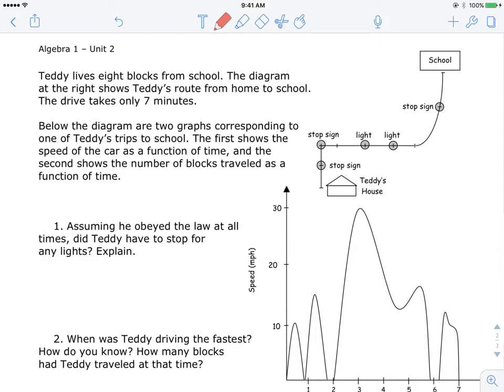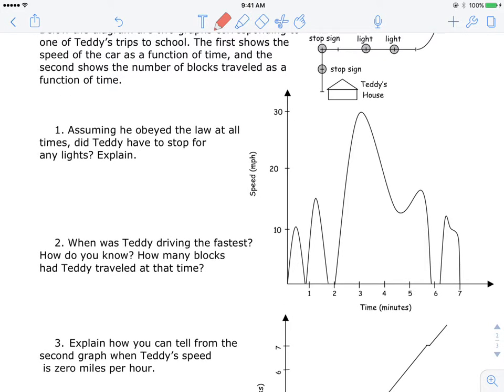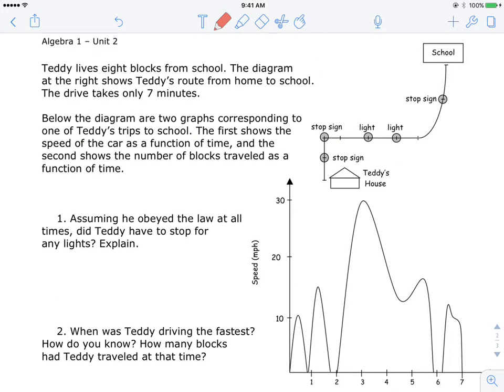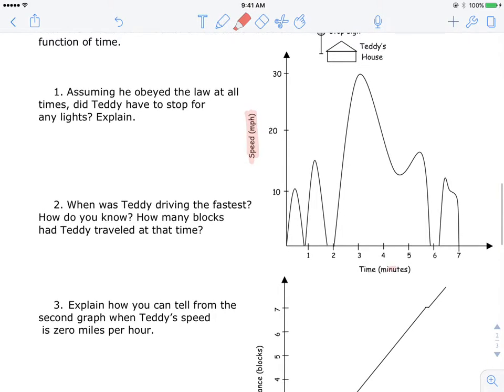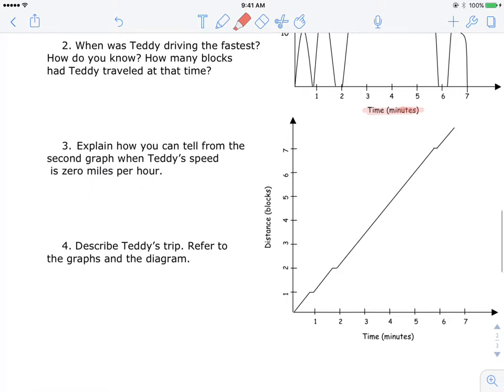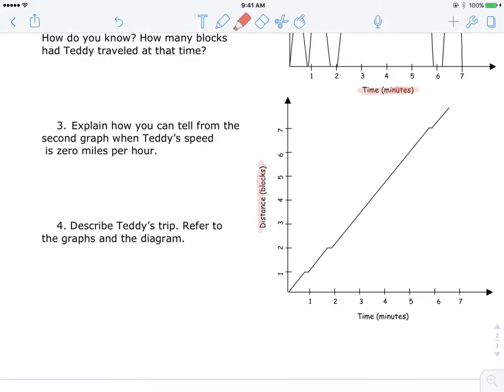Teddy lives 8 blocks from the school. The diagram at the right shows Teddy's route from home to school. The drive only takes 7 minutes. Below the diagram are 2 graphs corresponding to one of Teddy's trips to school. The first shows the speed of the car as a function of time. So guys, here is the situation. This is his route to school. This graph right here is mapping his speed compared to the time. And the one on the bottom is still the same situation, but this is mapping his distance according to time.